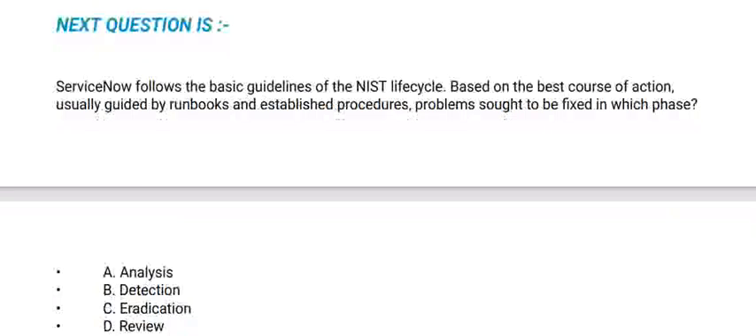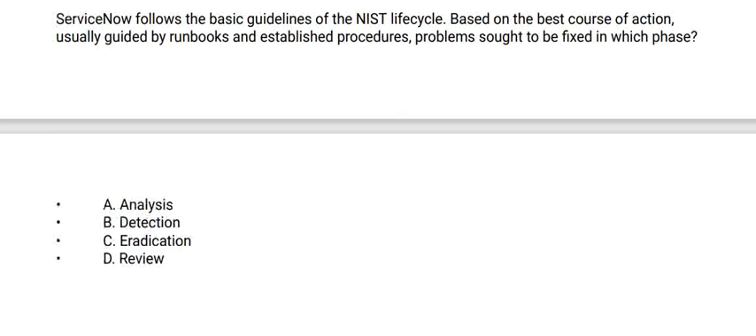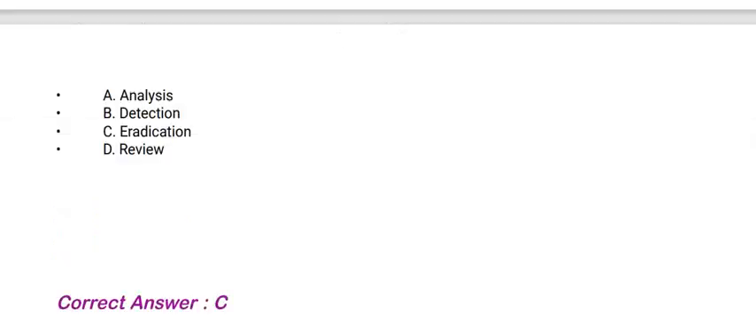Next question is, ServiceNow follows the basic guidelines of the NIST lifecycle, based on best course of action, usually guided by run books and established procedures. Problems sought to be fixed in which phase? Options are option A analysis, option B detection, option C eradication, and option D review. The correct option is option C.